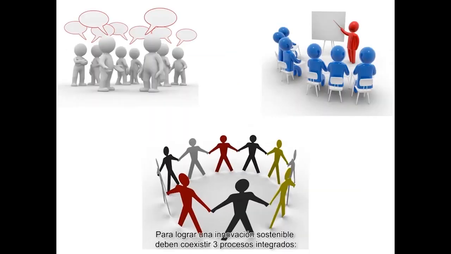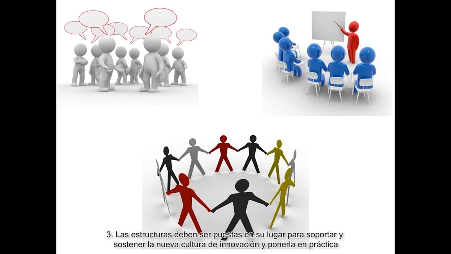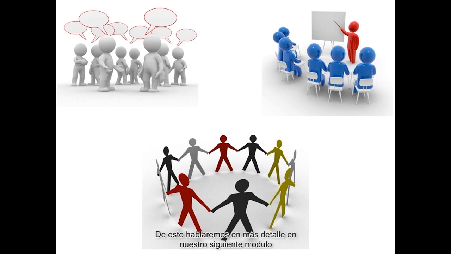For achieving sustainable innovation, 3 integrated processes must coexist. People must acquire the ability and inclination to think differently when needed. Specific innovative outcomes must be generated and executed. Structures must be put in place to support and sustain the new innovation culture and practice. We will talk about this in greater detail in the next lesson in our module. This layer, organizational innovation, includes the activities and processes that ensure the full integration of these 3 necessary elements.